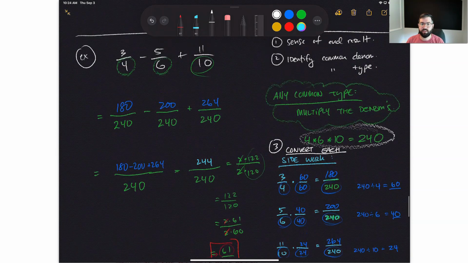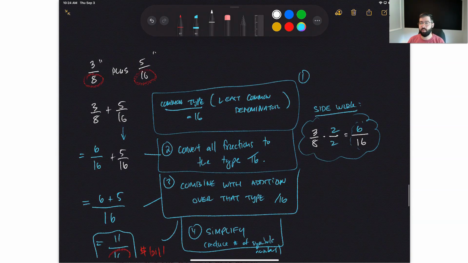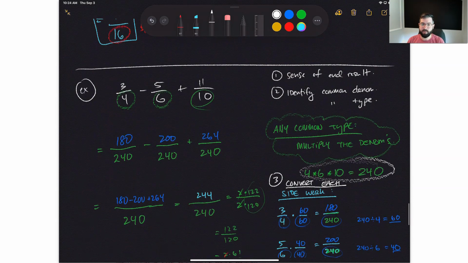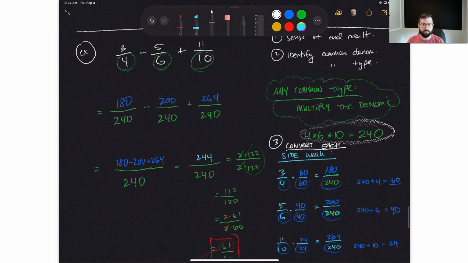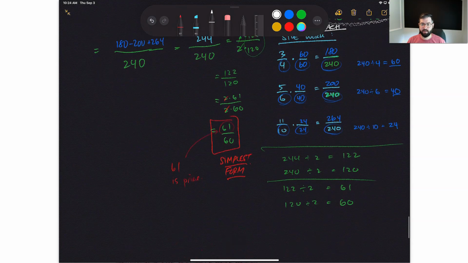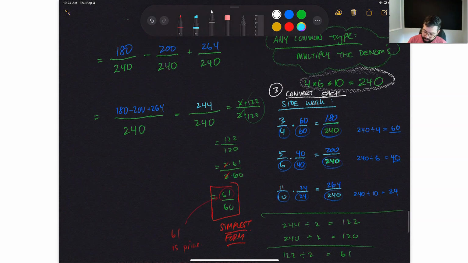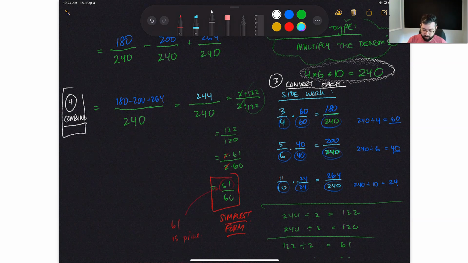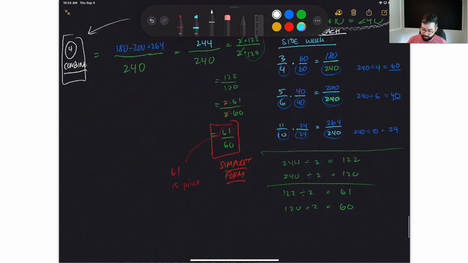This was more intense than the last one because in the last one, our common type was already held by one of the fractions: the 16th was the common type. But if you don't have that, or it's not easily observable, then just make up the common type by multiplying the 3 or 4 denominators that you have, whatever it is, and then convert each. And then we combine. I wanted to leave my to-do list on one side, but we'll just map it over to here. And then simplify. So roughly a 5-step process.